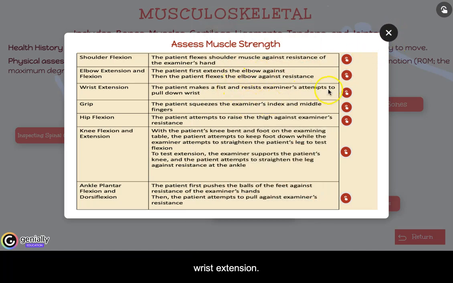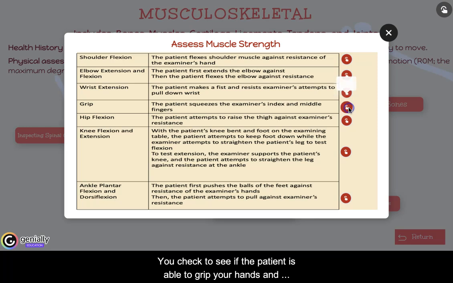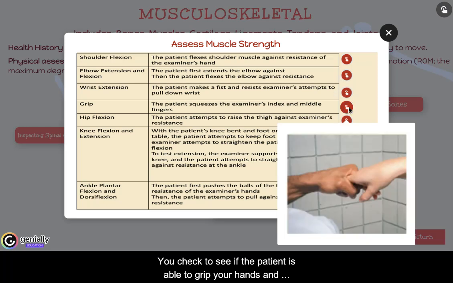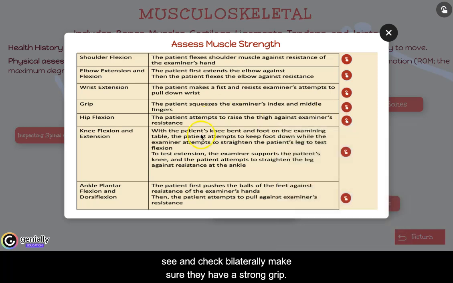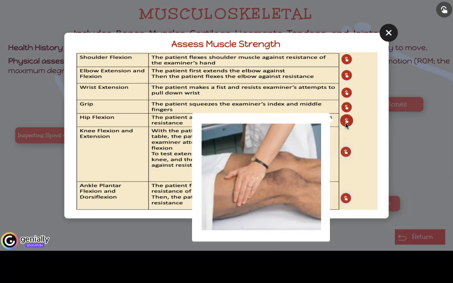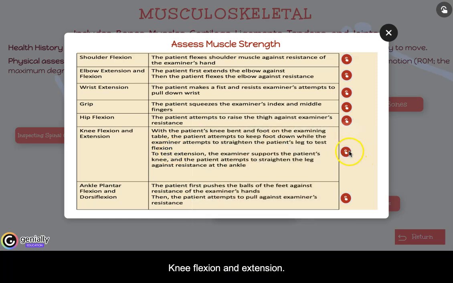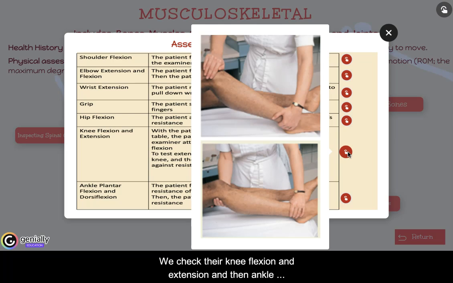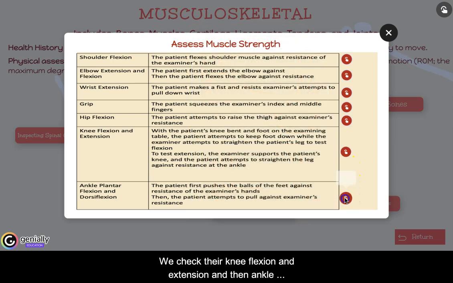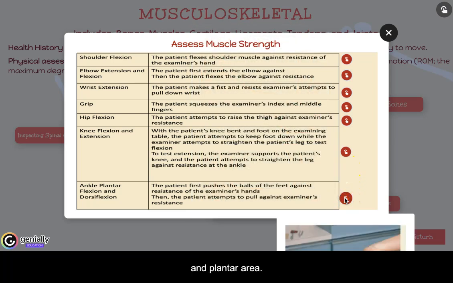Wrist extension. Then we have grip. You check to see if the patient is able to grip your hands and check bilaterally. Make sure they have a strong grip. Hip flexion, right? This is when they're able to flex their hip. Knee flexion and extension. We check their knee flexion and extension, and then ankle and plantar flexion.